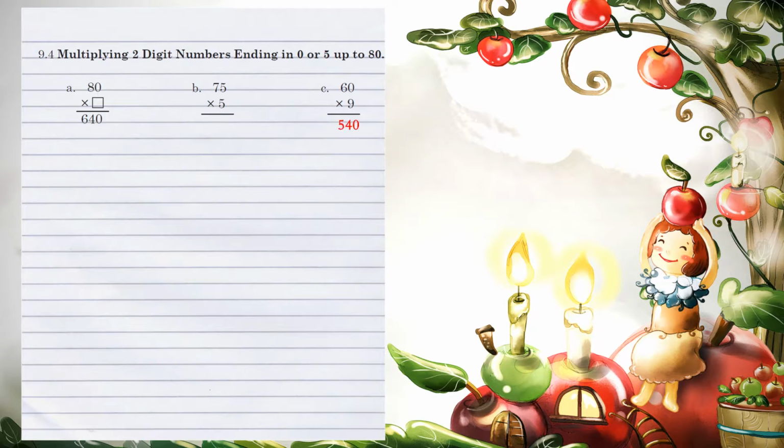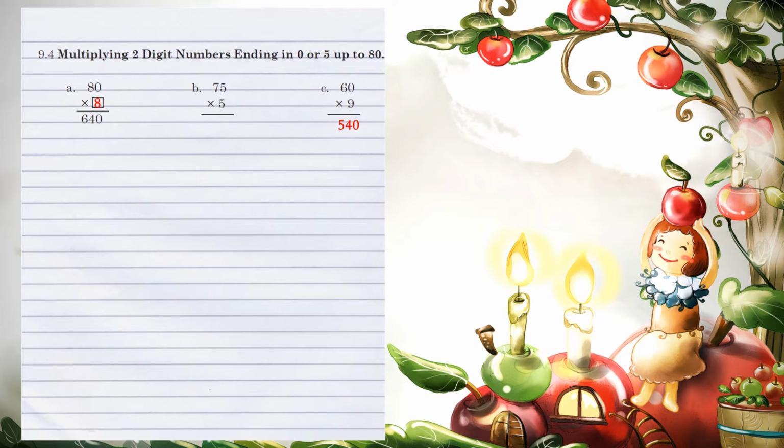Unit 9.4, multiplying two-digit numbers ending in 0 or 5 up to 80. Let's look at example A. We have a missing number in this problem. If we start our process, we know that any number times 0 is 0. So we have to look at the second step. What number times 8 equals 64? Our missing number, therefore, is 8.